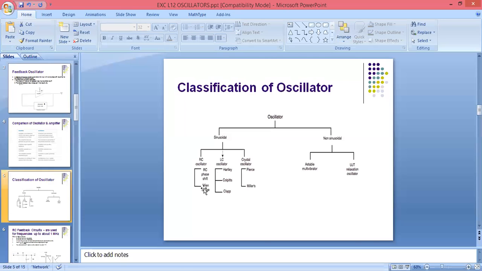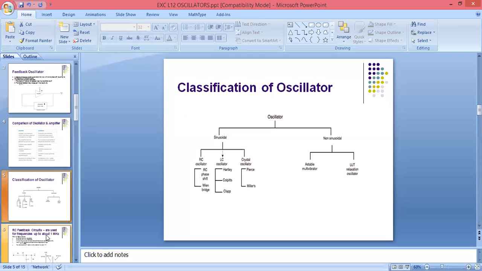And in the Wien bridge, what we are saying is that it will use positive as well as negative feedback, because in the Wien bridge oscillator you are getting a gain of 1 by 3, but we require to follow the Barkhausen criteria, and the Barkhausen criteria says the loop gain must be 1. So here we have to use negative feedback to compensate that gain and convert the 1 by 3 gain into 1.